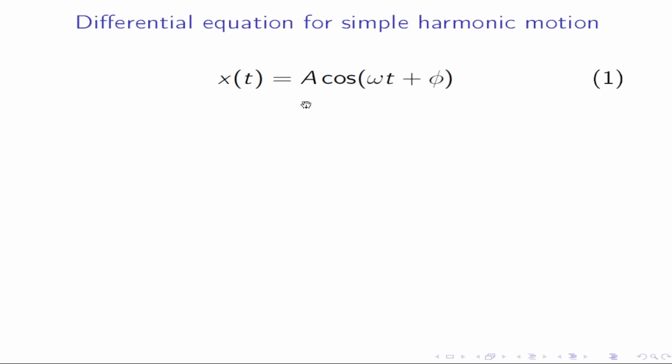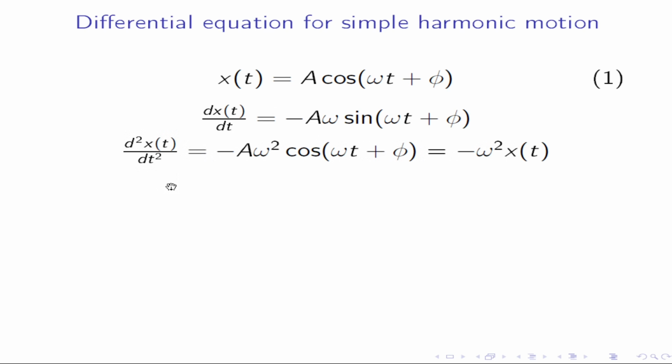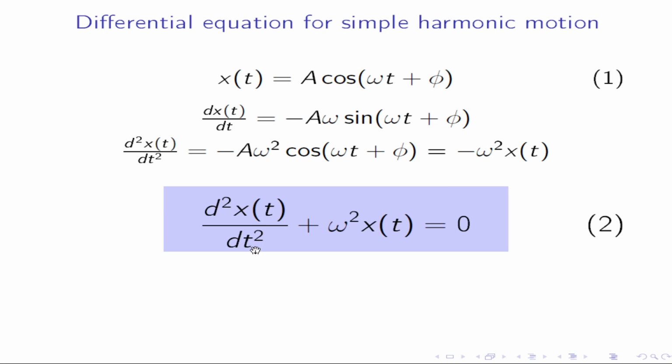We have x of t is equal to A cos(omega t plus phi), where phi is a phase constant, and omega t plus phi is the phase. Therefore, dx/dt is minus A omega sin(omega t plus phi), and d square x/dt square is minus A omega square cos(omega t plus phi). But A cos(omega t plus phi) is x of t, therefore d square x/dt square is minus omega square x. That is, d square x/dt square plus omega square x is equal to 0.